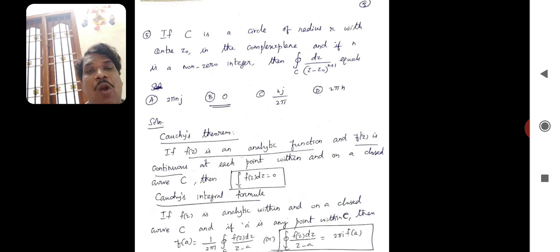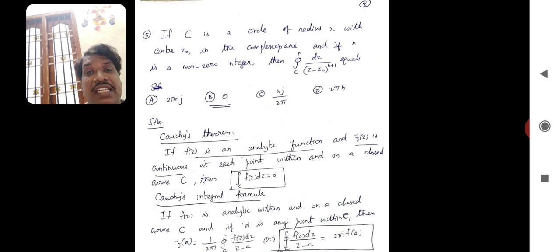Before solving this problem, let me explain the concept which is needed for this particular problem. First of all, I am going to state Cauchy's theorem. If f of z is an analytic function and f dash of z is continuous at each point within and on a closed curve capital C, then integration over capital C f of z dz equals 0.